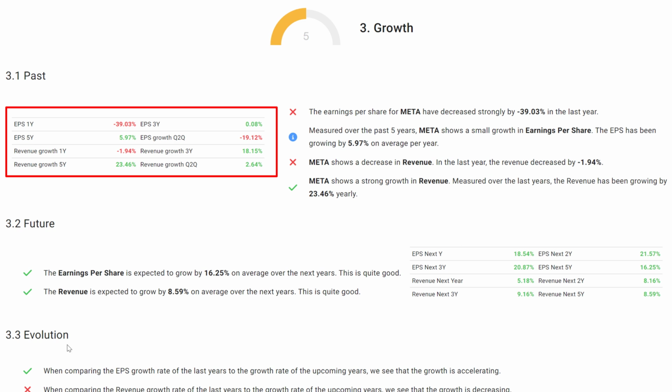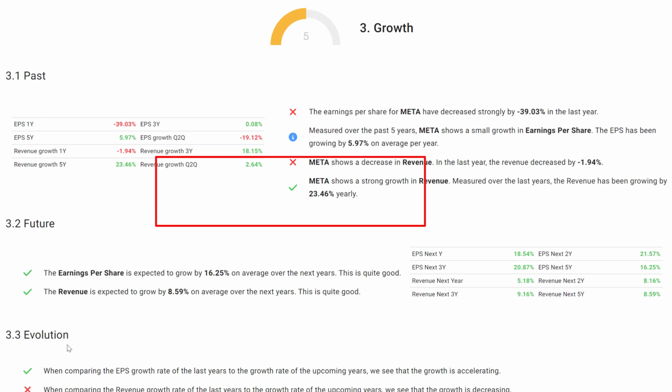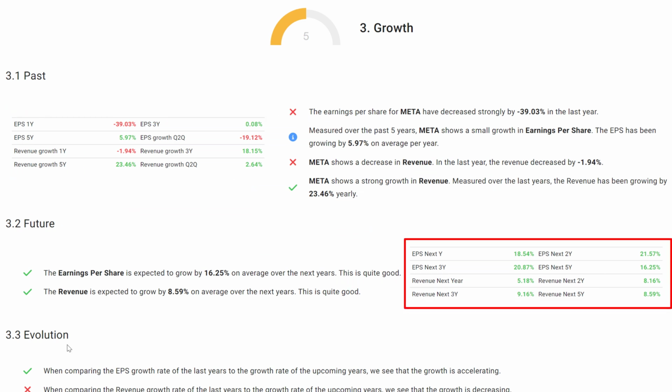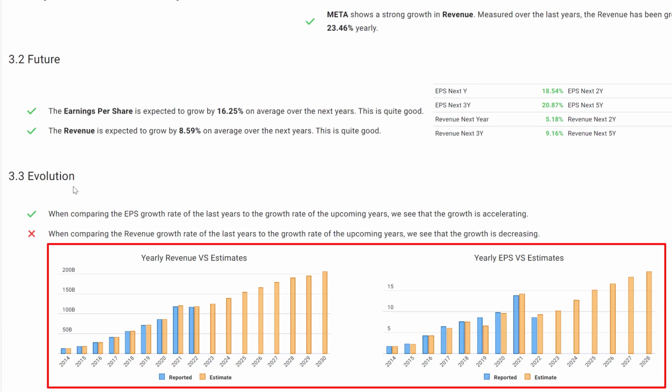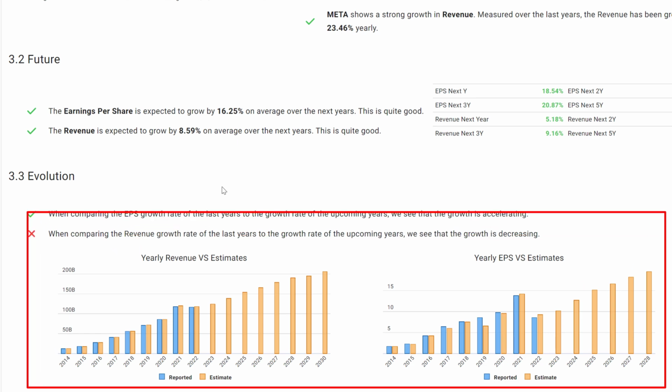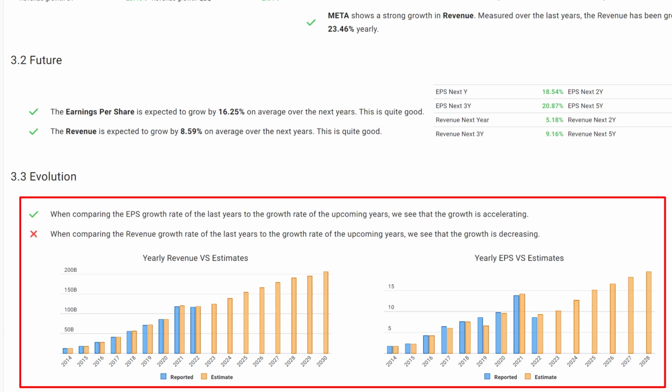ChartMill also offers analyst estimates at 1, 3 and 5 years in terms of expected revenue and earnings growth, so you can find these here as well. Both graphs show current revenue and earnings per share relative to the outlook, thus providing insight into the evolution of the growth rate.